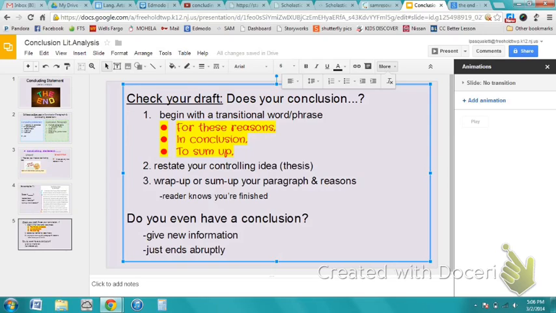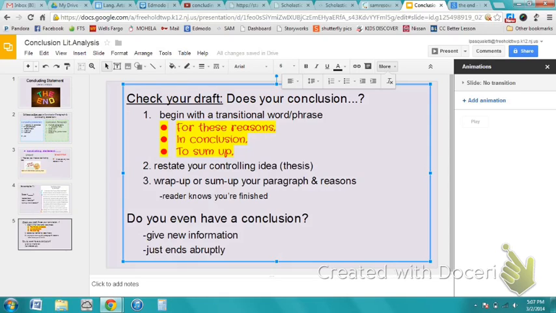Now I want you to check your own draft. Does your conclusion begin with a transition, such as for these reasons, in conclusion, or to sum up? Does it restate your controlling idea or thesis statement? So you should go back to your introduction sentence and put the controlling idea into different words. This shouldn't be a word-for-word restating like we do when we answer a question or prompt. You need to change things around a bit so that they are similar and connected, but not necessarily in the same words. Finally, does it sum up your analysis? You need to wrap up or close the paragraph so your reader knows that you're finished and you're not going to give any new information.